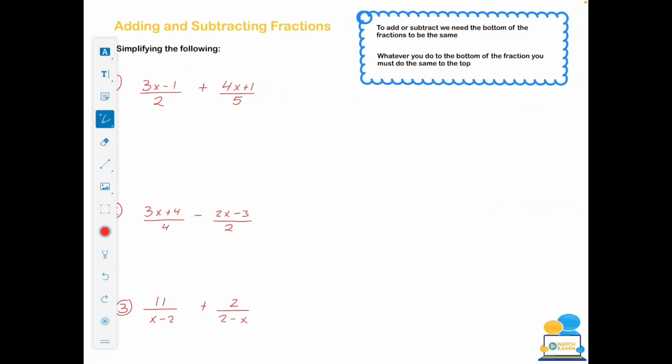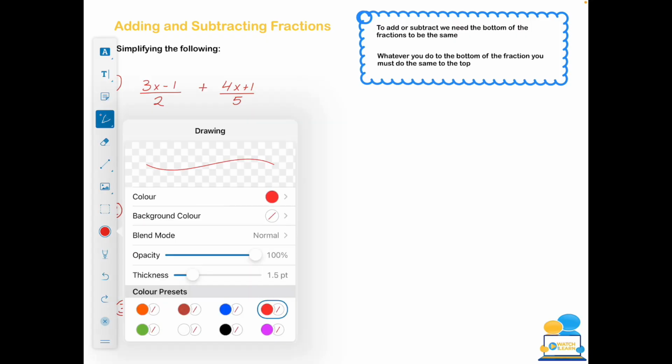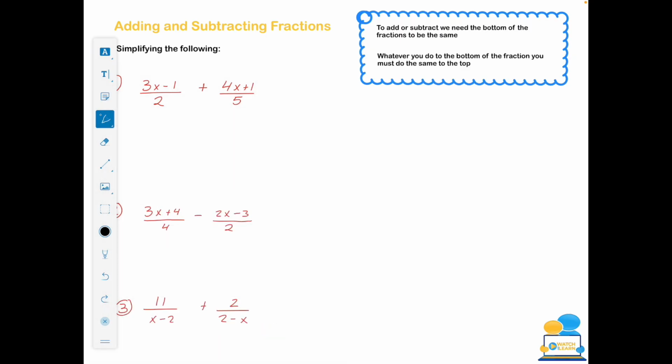Now, moving on to adding and subtracting fractions. Sometimes people find this tricky. I'm going to show you a way to write it out that might help a little. It involves arrows, so hopefully this will help. So if we want to add (3x minus 1) over 2 plus (4x plus 1) all over 5. Now, up here in the right hand corner, we see to add or subtract, we need the bottom of the fractions to be the same.